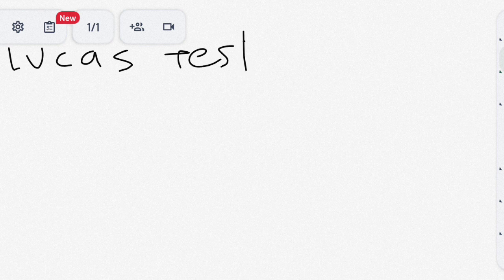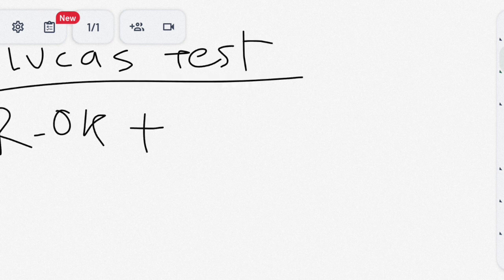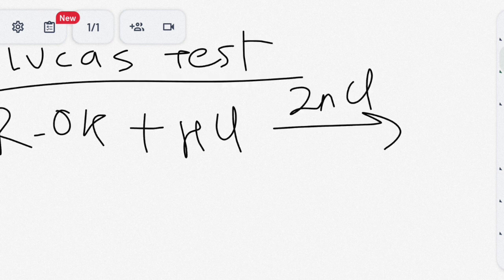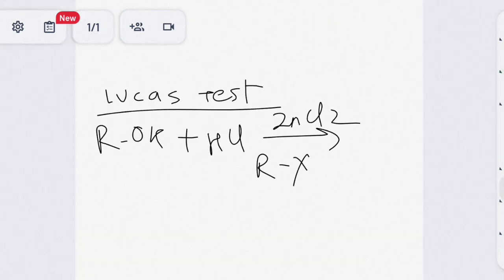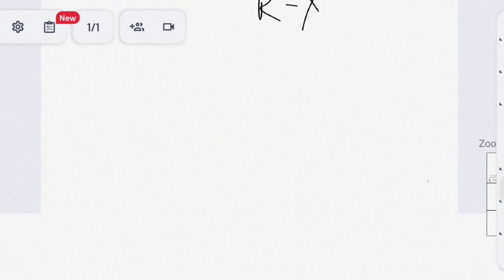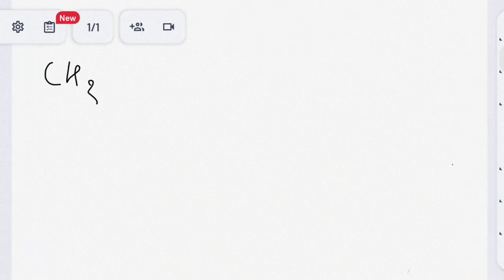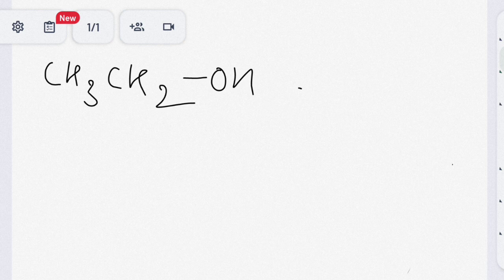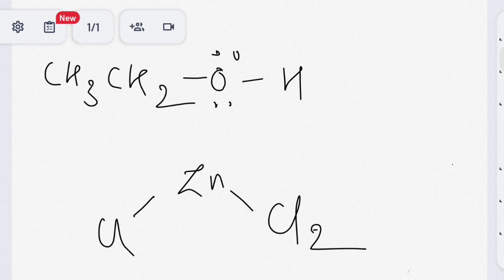Now we will talk in detail about the Lucas test. We have already seen this reaction of alcohol reacting with HCl in the presence of ZnCl2 to get a haloalkane. Now we will study what the Lucas test is. It is completely based on this. For this we will take an example, for example CH3CH2OH, a primary alcohol. Now what happens here is, I will draw it properly again. This O has two lone pairs, and here we have ZnCl2.